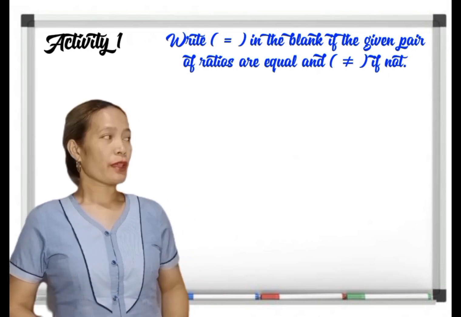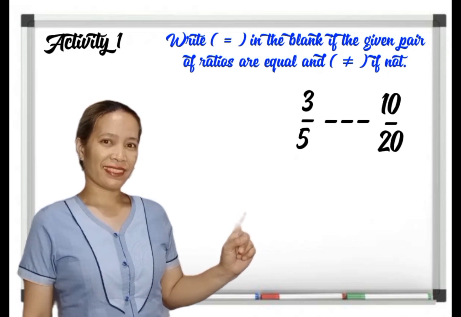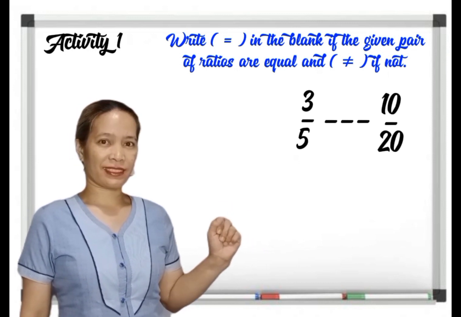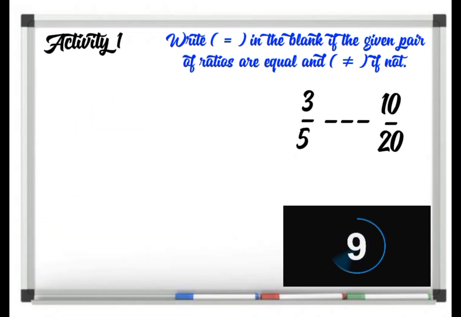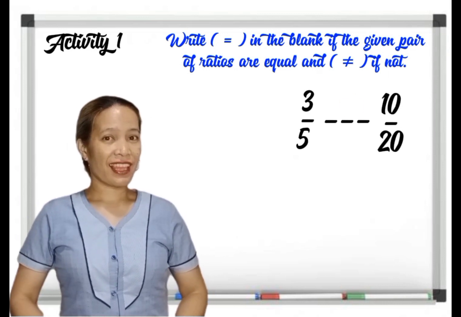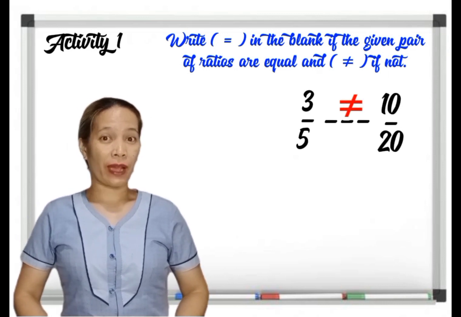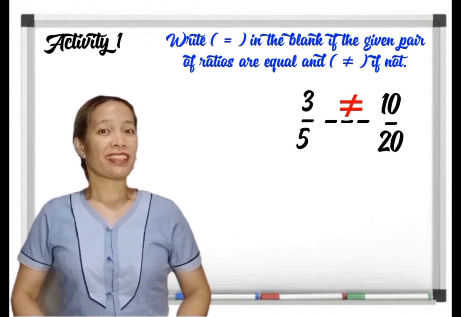Number 2. 3/5 blank 10/20. Are they equal or not? 10 seconds to answer. Go. Okay, what is the answer? The answer is not equal. Why? Because their cross product are different.